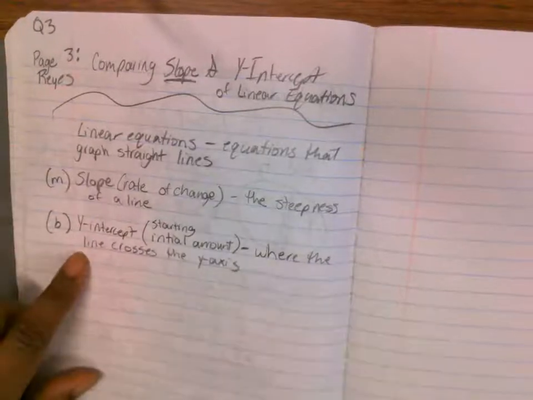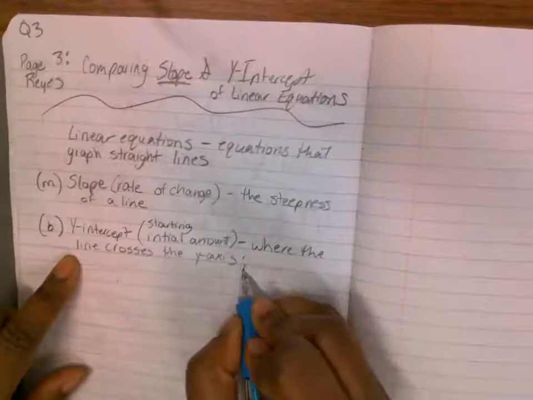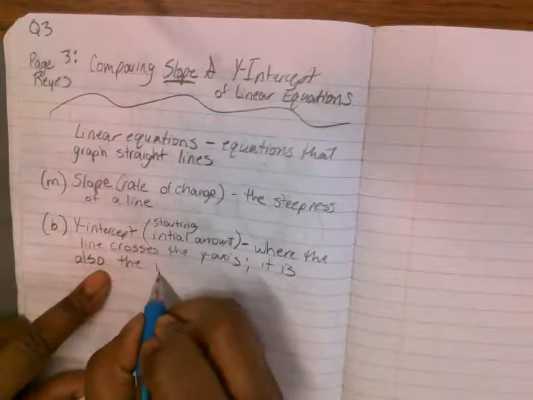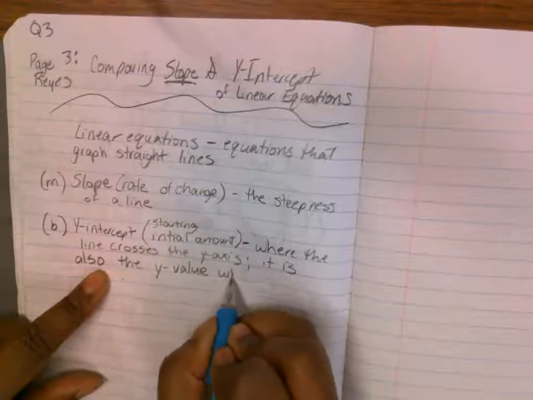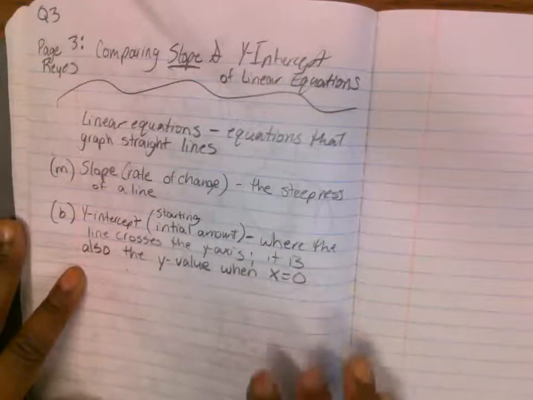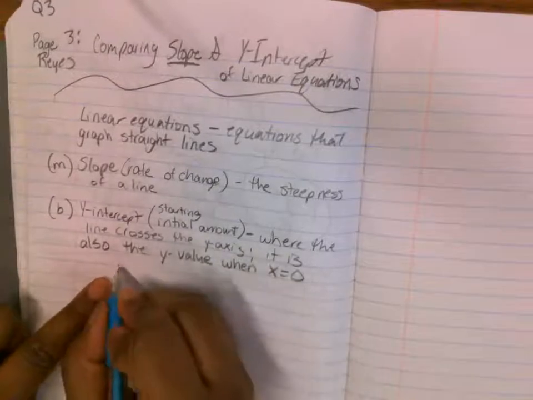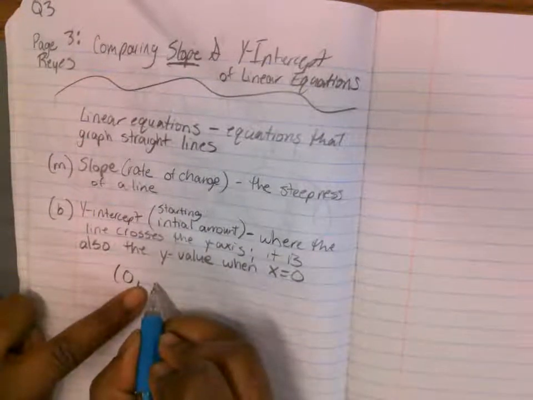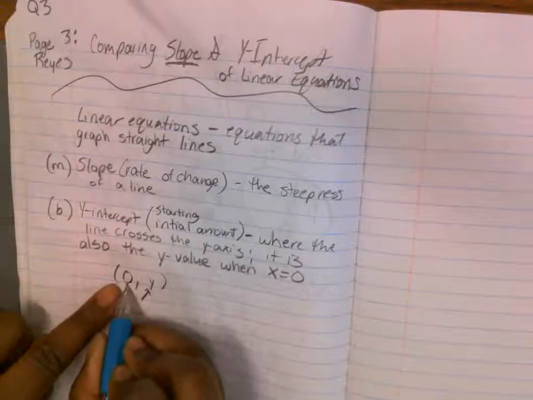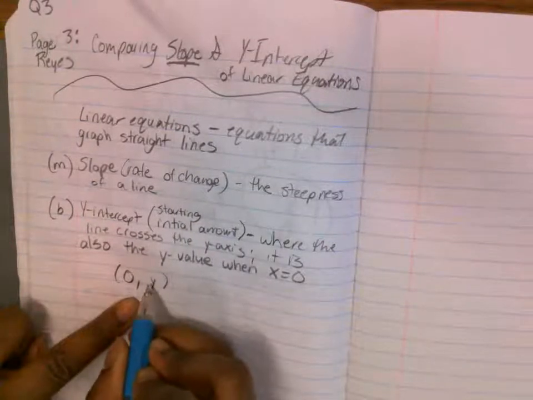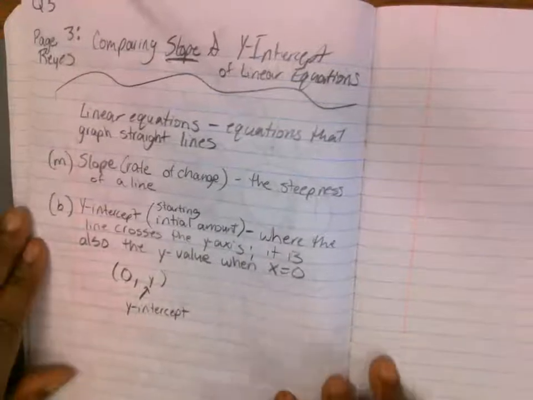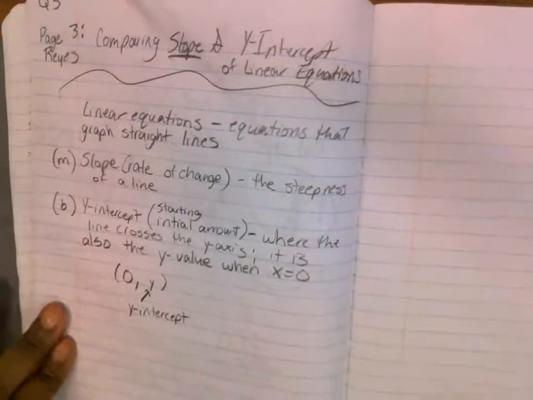And your y-intercept is where your line crosses the y-axis, but it is also the y-value when x is equal to 0 in a table, okay? Or in a group of ordered pairs. So when you see this 0, comma, and a number of some sort, whatever this number is, that is your y-intercept. Whatever number is beside x equal to 0 is going to be the y-intercept. Okay. Let me know if I'm moving too fast, okay?